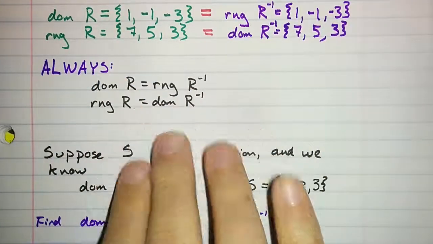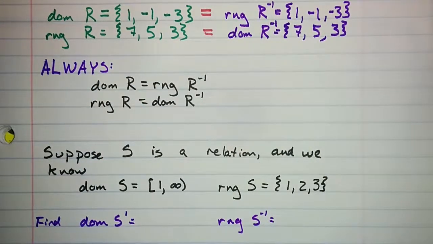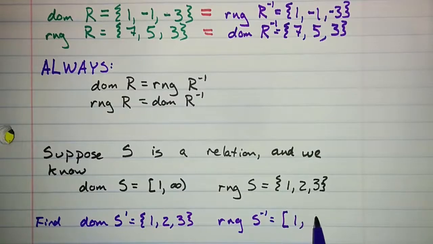Using this fact, pause the video and answer this now. All right, we know the domain of S inverse is the same as the range of S. So this must be the set {1, 2, 3}. We know the range of S inverse is the domain of S. So this must be the set [1, infinity). We don't need to know anything more about the structure of S to be able to say this.